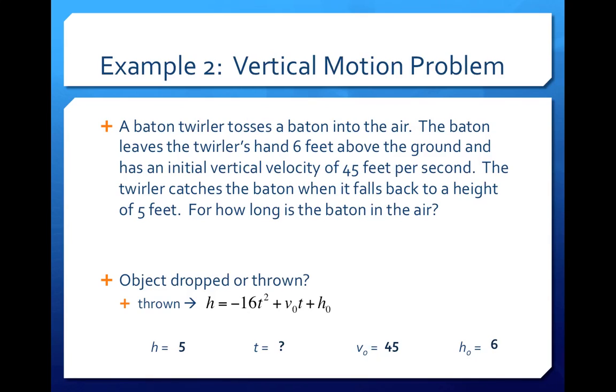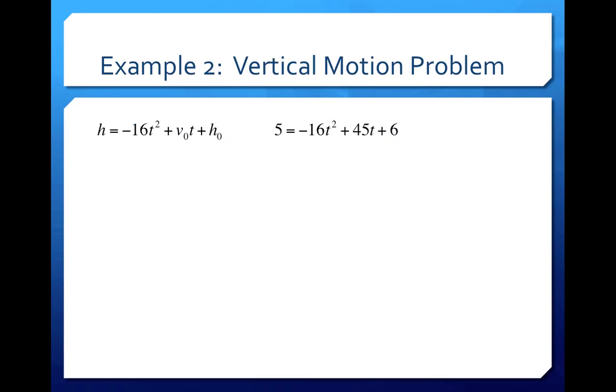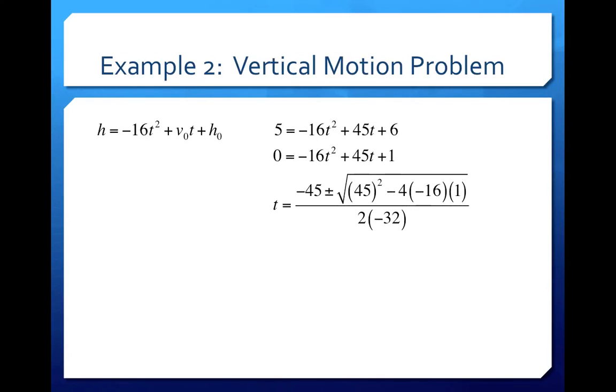So now if we substitute all of that into our model, we get the equation that 5 equals negative 16t squared plus 45t plus 6. So this now is what we need to solve. Again, there was no indication of max, min, how high the baton got, anything like that. It's just asking for how long. So we're going to solve for t. We're going to start by subtracting 5 from both sides. And then probably in this case use the quadratic formula.